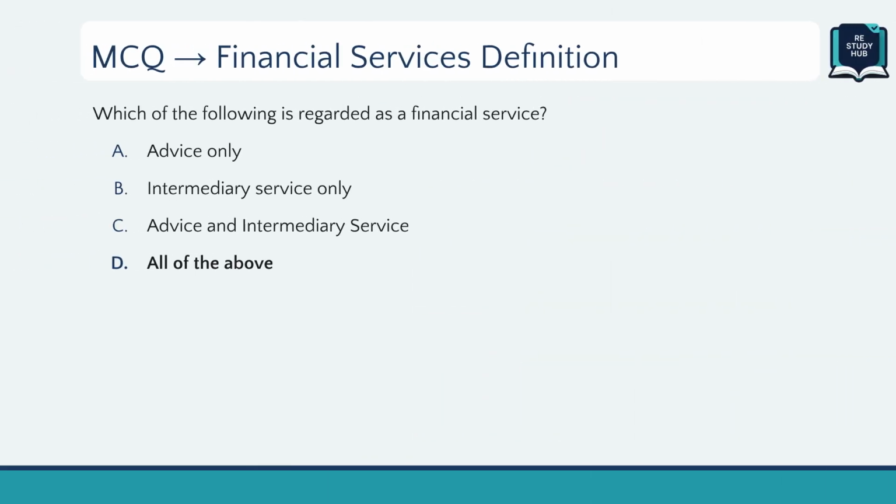A typical exam question that flows from this definition is the following. Which of the following is regarded as a financial service? Option A, advice only. Yes, this is regarded as a financial service. Option B, intermediary services only. This is also regarded as a financial service. Option C, advice and intermediary services. This is also regarded as a financial service. Option D, all of the above. The correct answer is D, all of the above.